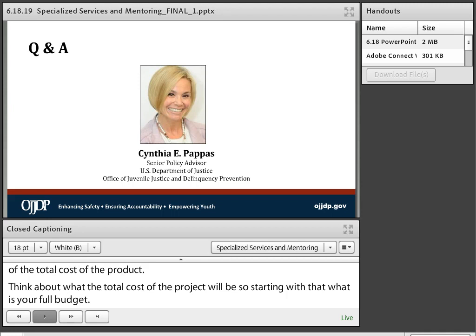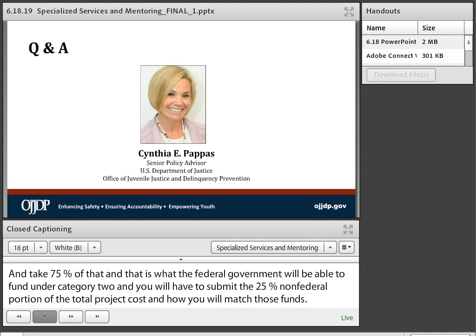So if you look on pages 16 and 17 in the solicitation, if you all have that open in front of you, it's a good place to go. It gets into the details and even gives you the formula for developing your application and your budget narrative when you are looking to submit. It shows how to calculate that match if you're applying for category 2 funding. So pay close attention to that.